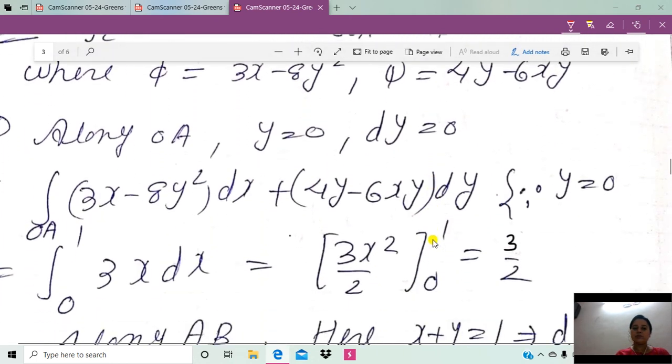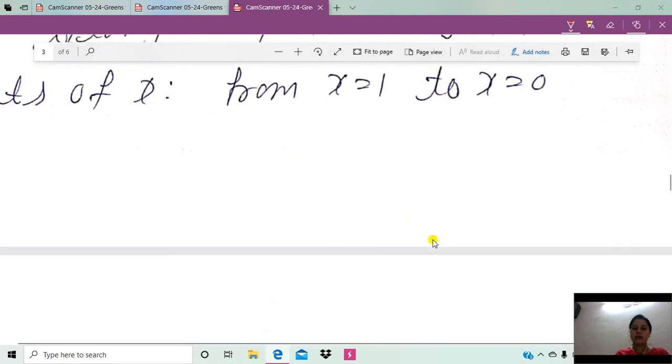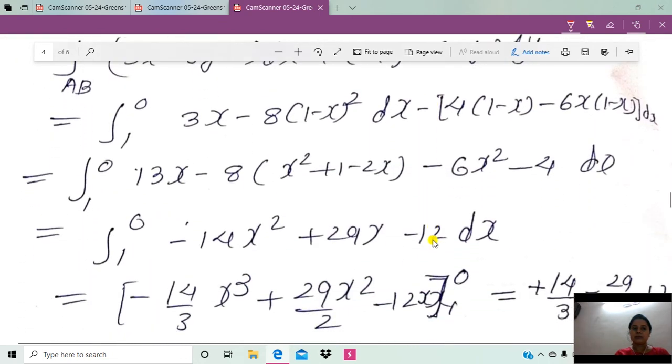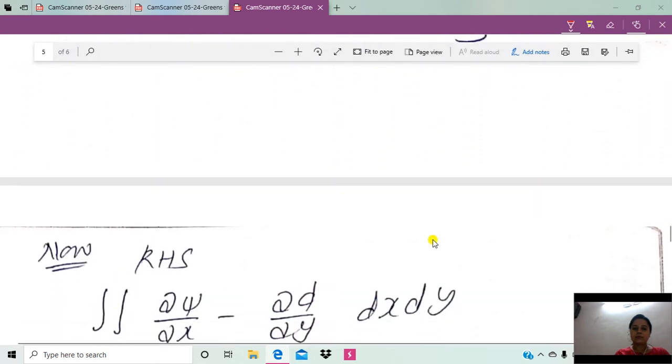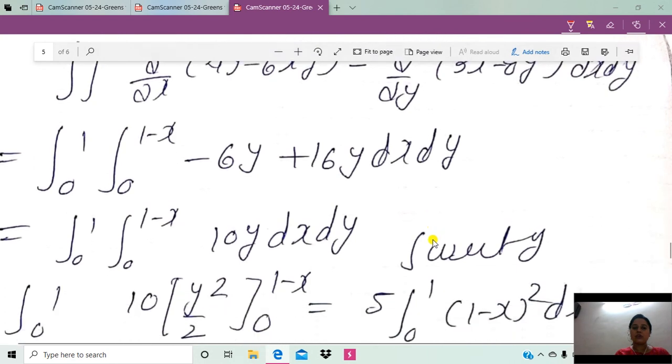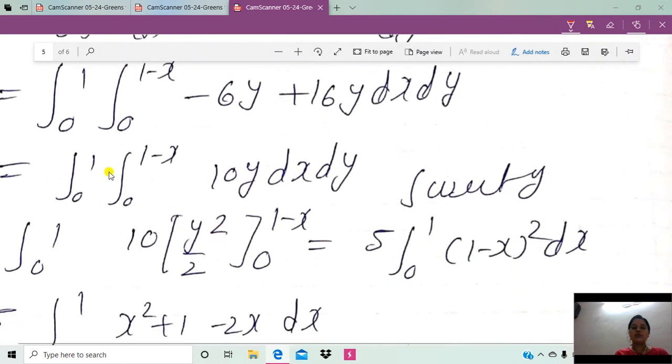So let's move forward on the right hand side. We have calculated all these values, and we have found the limits using the diagram. The limits of y are from 0 to 1 minus x, and the limits of x are from 0 to 1. The order of integration will be first integration with respect to y, and the second integration with respect to x. Since y has variable limits, that is 0 to 1 minus x, we first integrate the function 10y with respect to y, treating x as a constant.